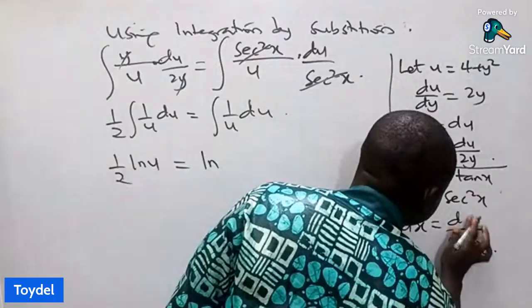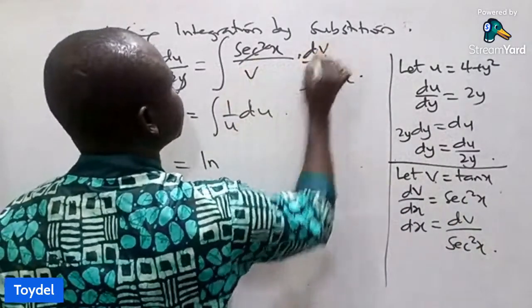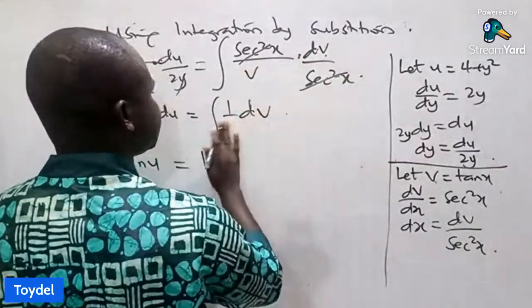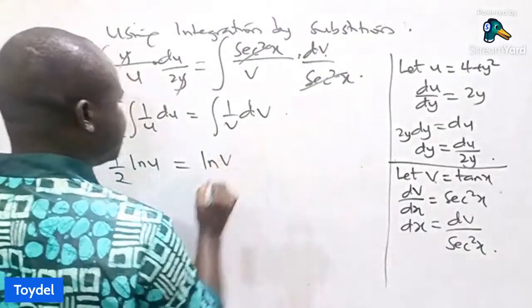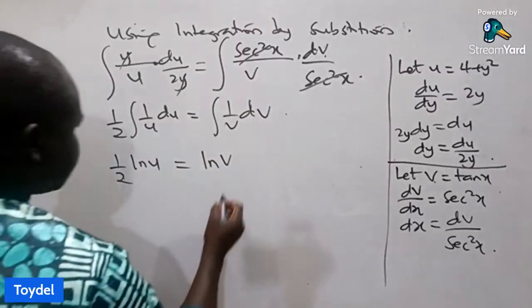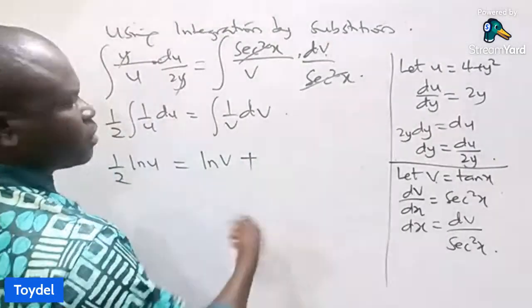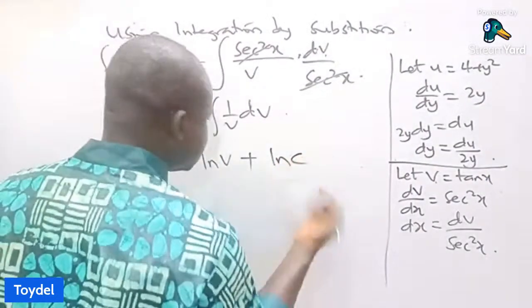Let me change this to v, so that there won't be any confusion. So that I have ln v here, plus an arbitrary constant. That is just an ordinary constant. We can call it k or c, or we call it c.